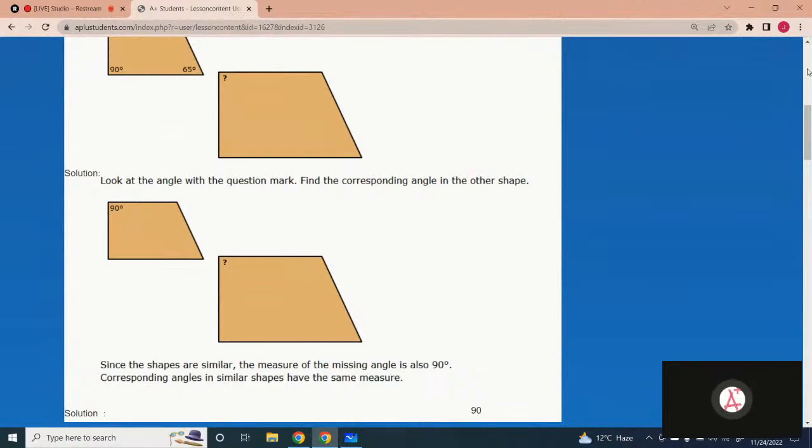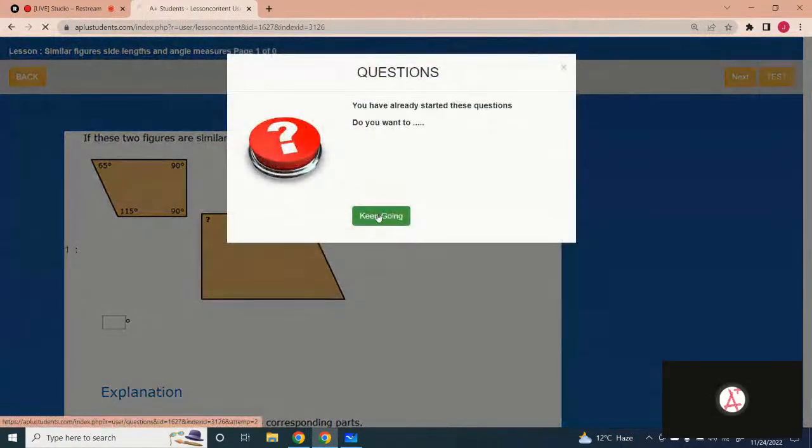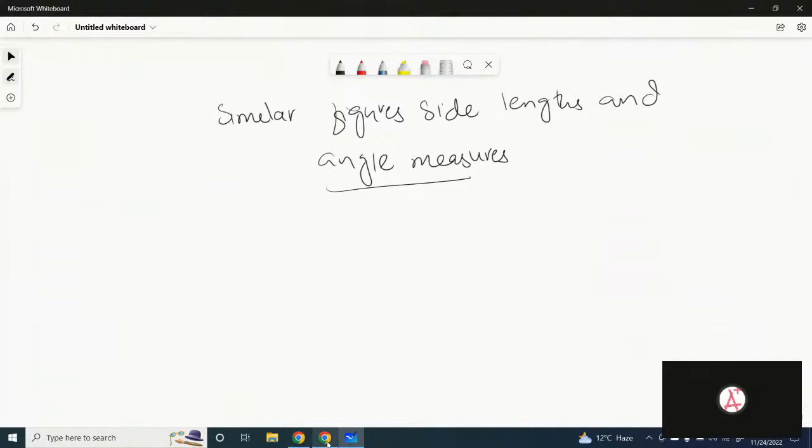Got it? Let's do practice questions so that we can understand the concept, because they are already solved. You can do them by yourself. Okay, the next one, let's start with the test. If these two shapes are similar, what is the measure of the missing side length? You have to find the measure of the missing side length. So how can we find it? We have to form a proportion, a ratio actually. So the given sides are, let me draw them on the board.